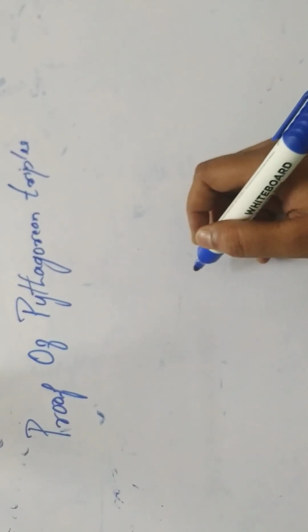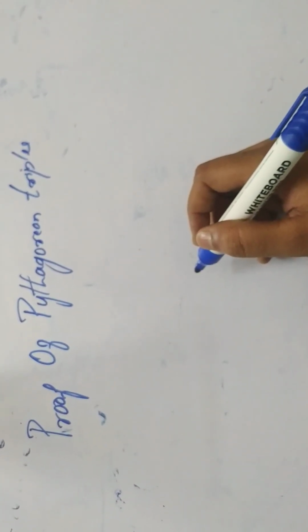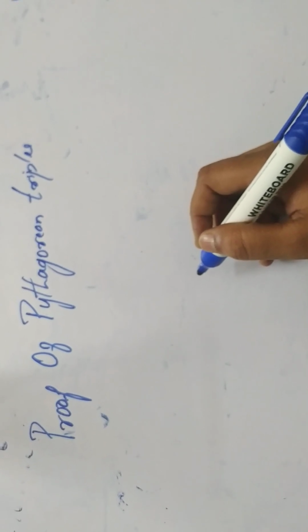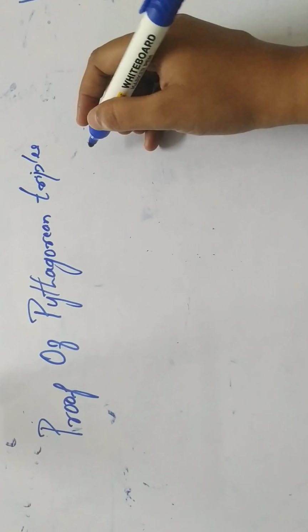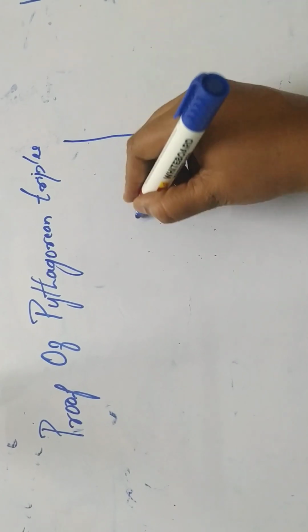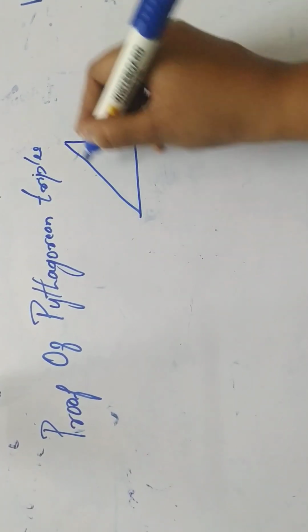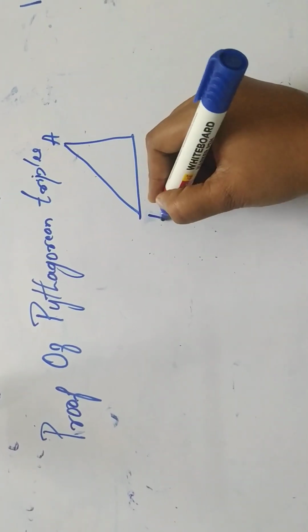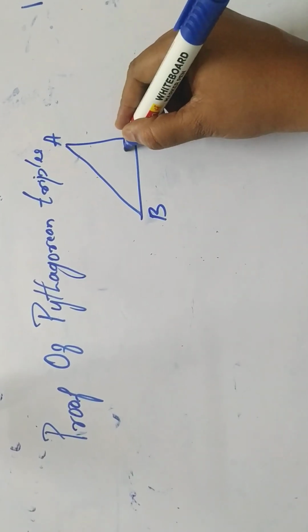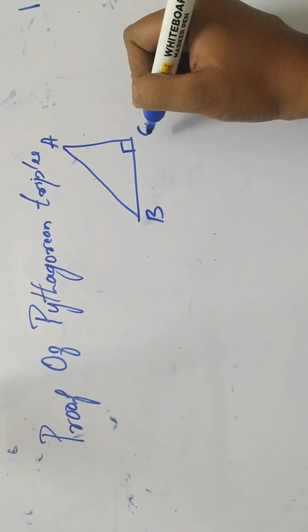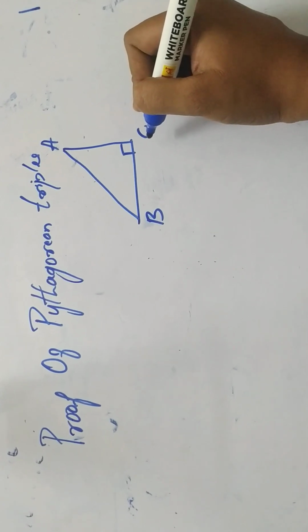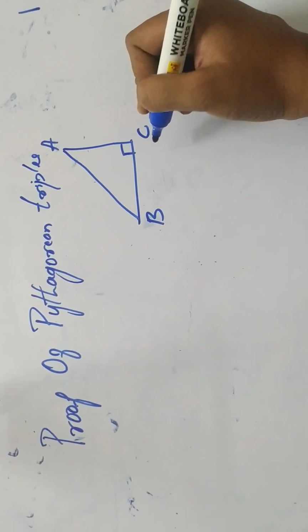Hi everyone, in this video we are going to learn proof of Pythagorean triplet. To proceed with the proof, let us consider a right angle triangle with the vertices A, B and C. This triangle is angled at C. So what is the proof? First of all, let us know what we have to prove.